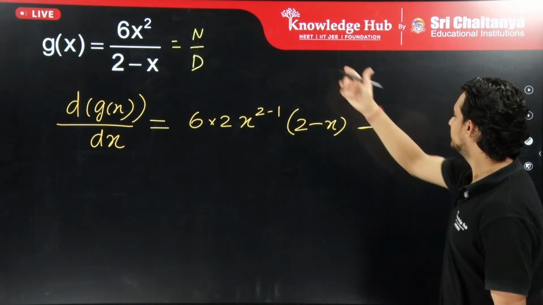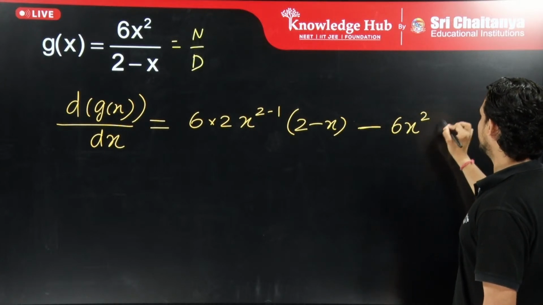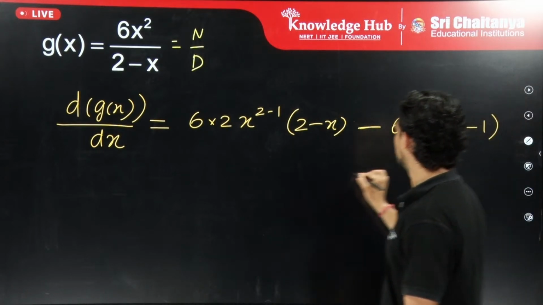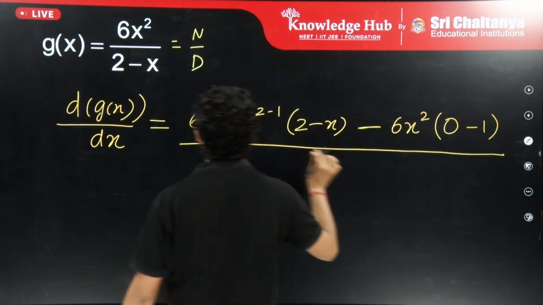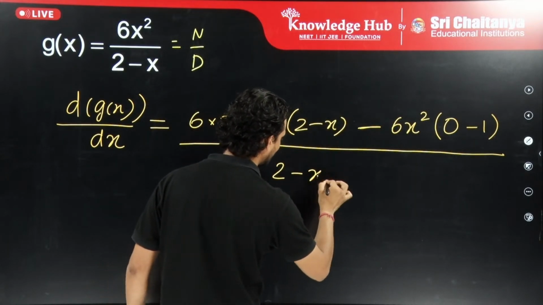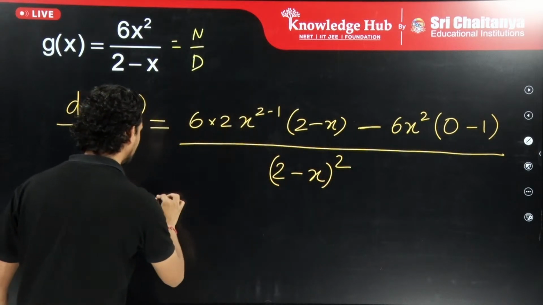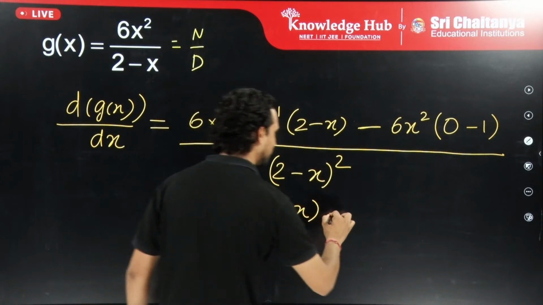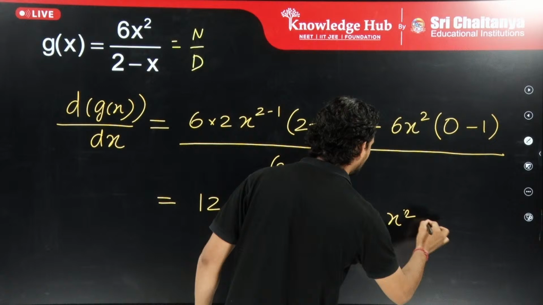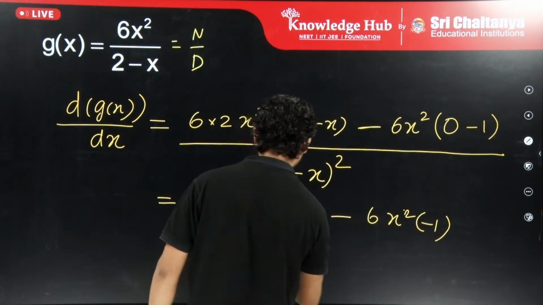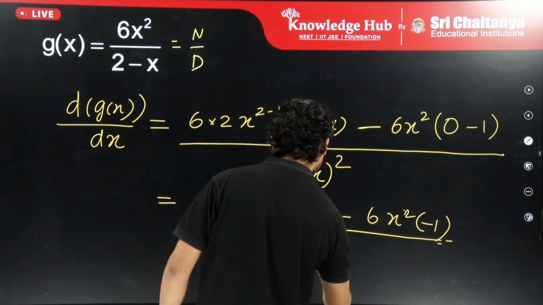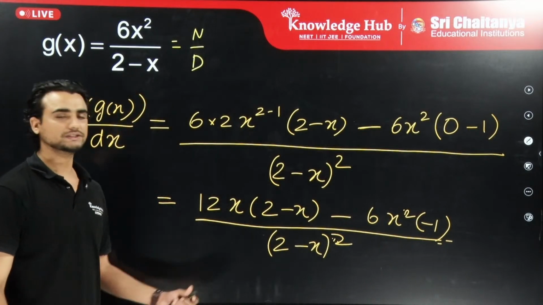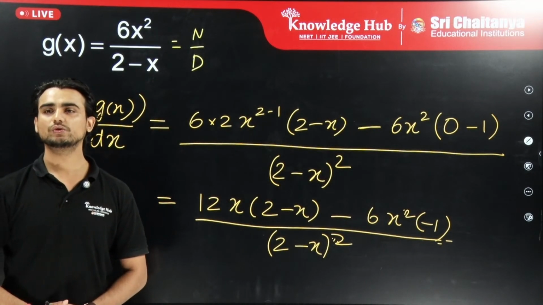Now I'll keep the nurse, or the numerator, as it is and differentiate the doctor. So 2 minus x: differentiation of 2 is 0 and of x is 1, upon, who will take the money? The doctor will take the money. So I'll write the denominator square, or the doctor square. So what do I get? I get 12x into (2 minus x) minus (6x square minus 1) upon (2 minus x) whole square. So this is my final answer. I hope this differentiation formula is clear to you by this example.